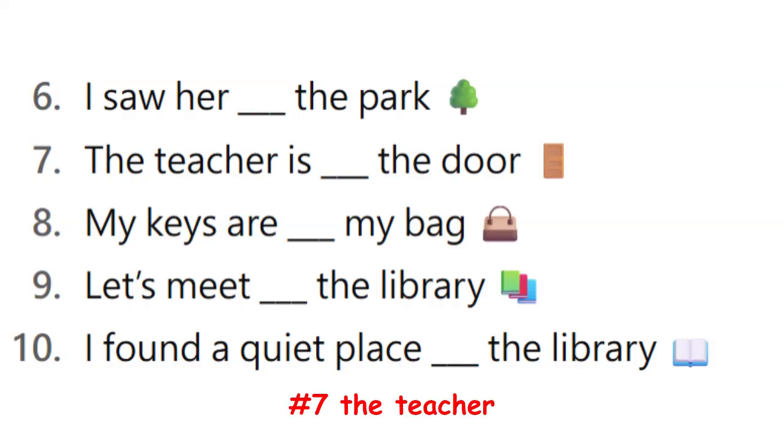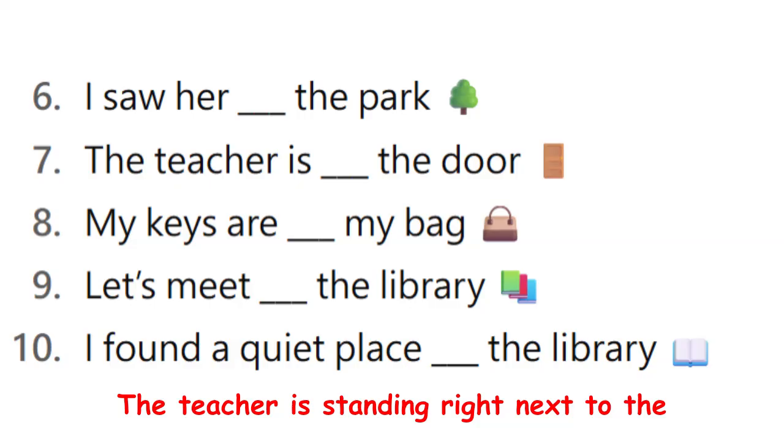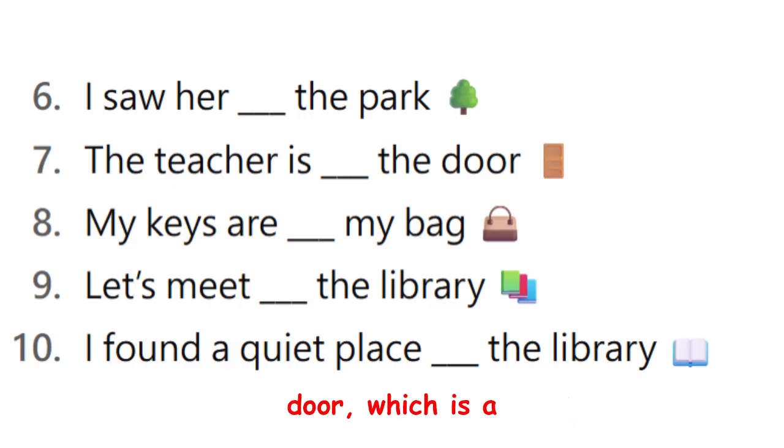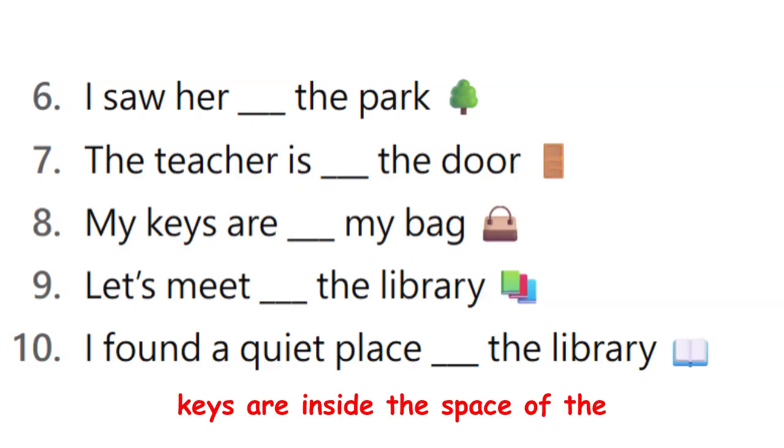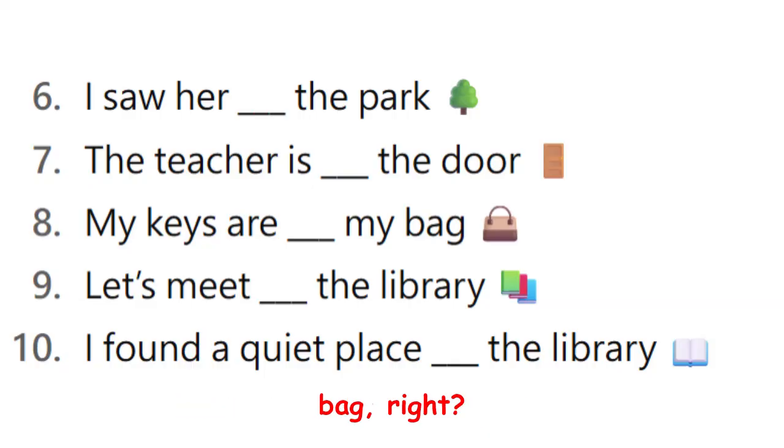Number seven, the teacher is blank the door. Okay, this is "at." The teacher is standing right next to the door, which is a specific point. Number eight, my keys are blank my bag. Here we use "in." The keys are inside the space of the bag, right?